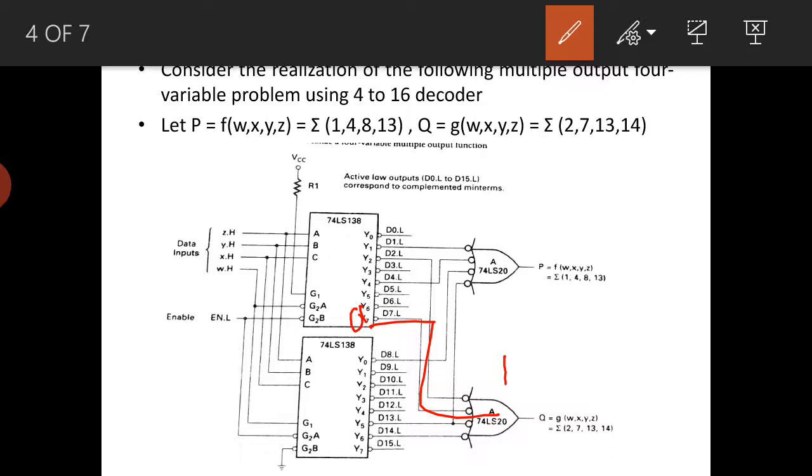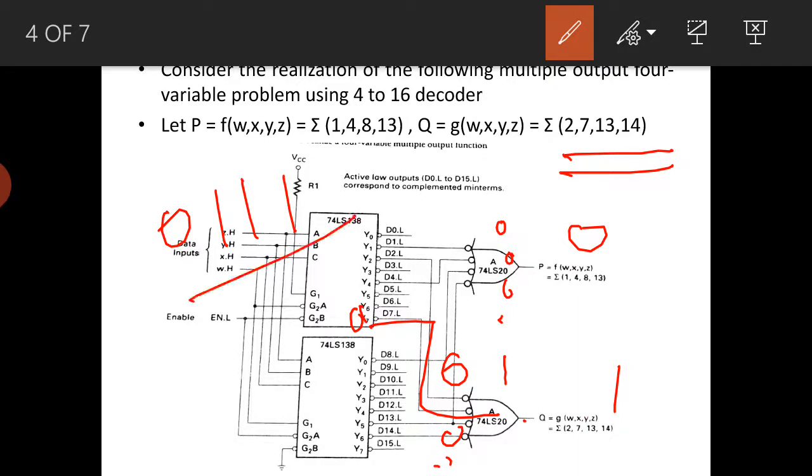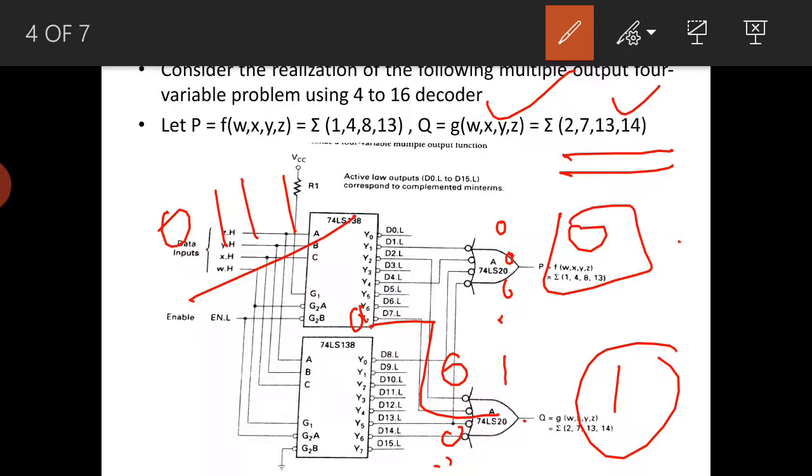All others will be high, so after the bubble there will be 0, again 0 0 0, so here it will be 0, and here one of the inputs after the bubble is 1, others will be 0, so the output is 1 here. If I give the input as 0 1 1 1, I will get the output as 1 for the Q function, as it is one of the minterms. For this function it will be 0 because we don't have the minterm 7 here.